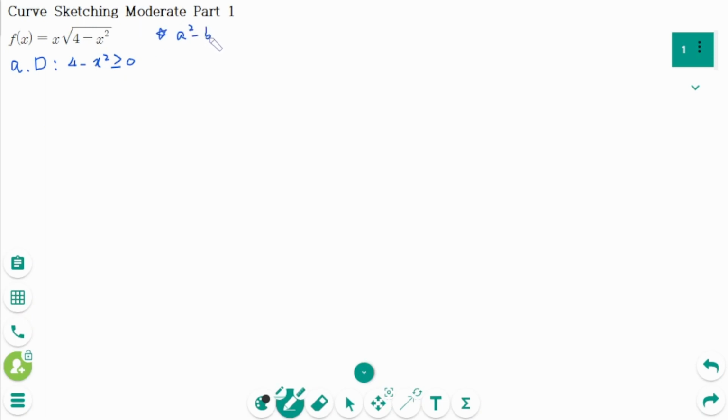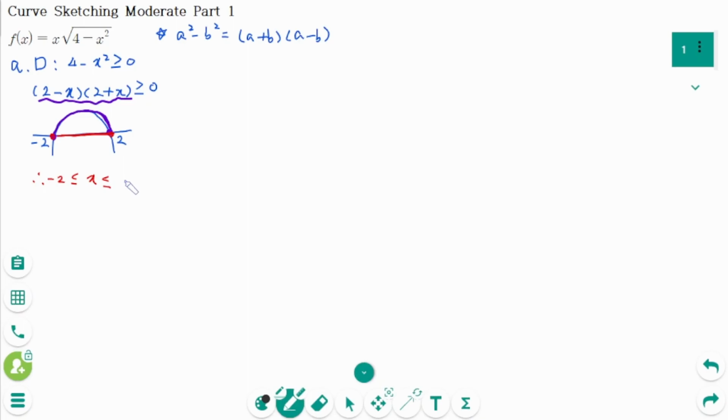a squared minus b squared equals a plus b times a minus b. Then we can factor: 2 minus x times 2 plus x is greater than or equal to 0. The shape of the graph is like this, with roots at minus 2 and 2. The y value is greater than or equal to 0. That means this part. So x is between minus 2 and 2, inclusive. This is the domain.